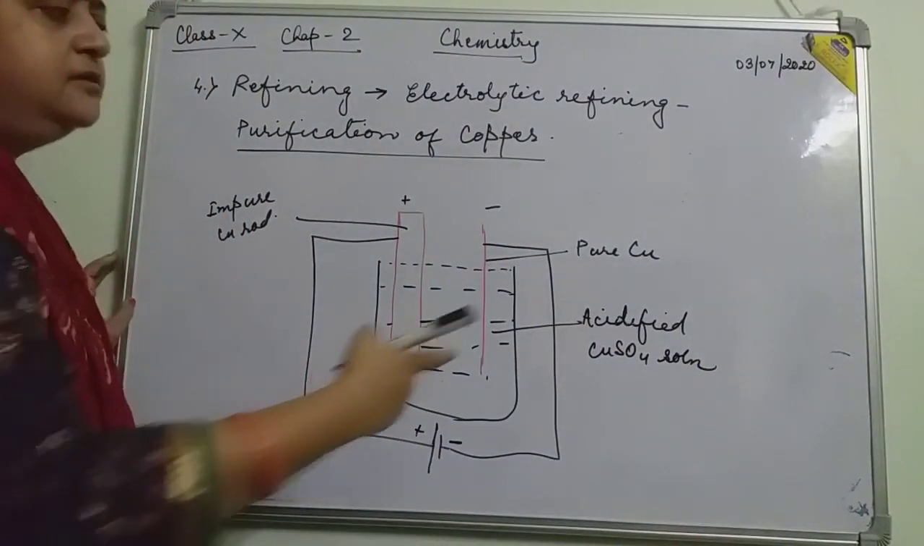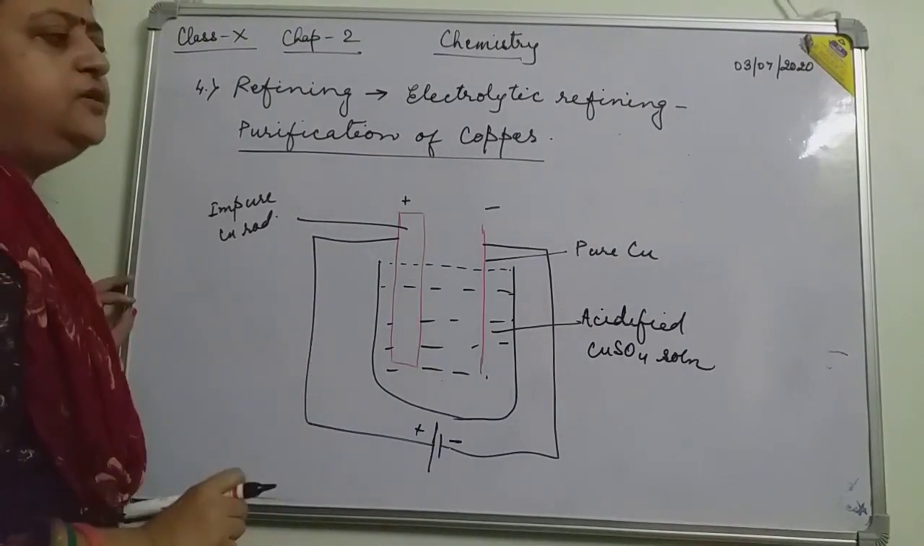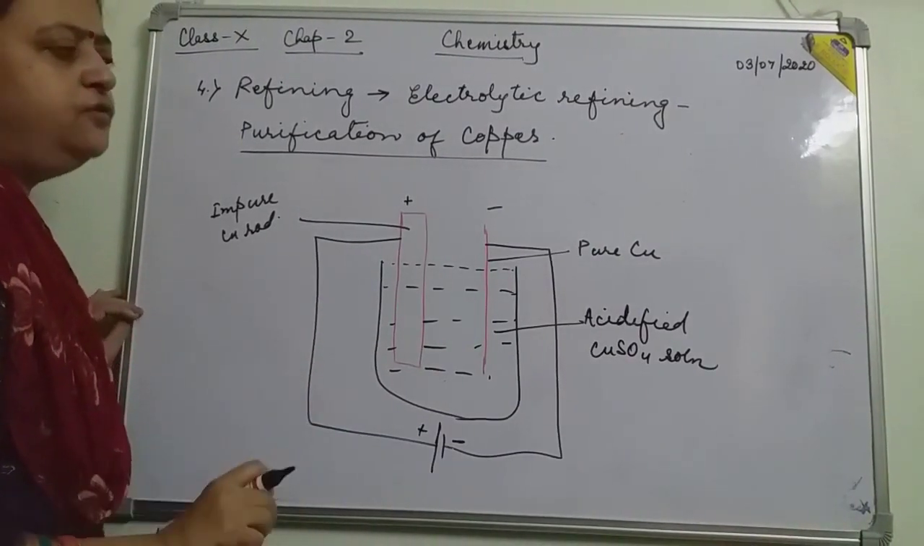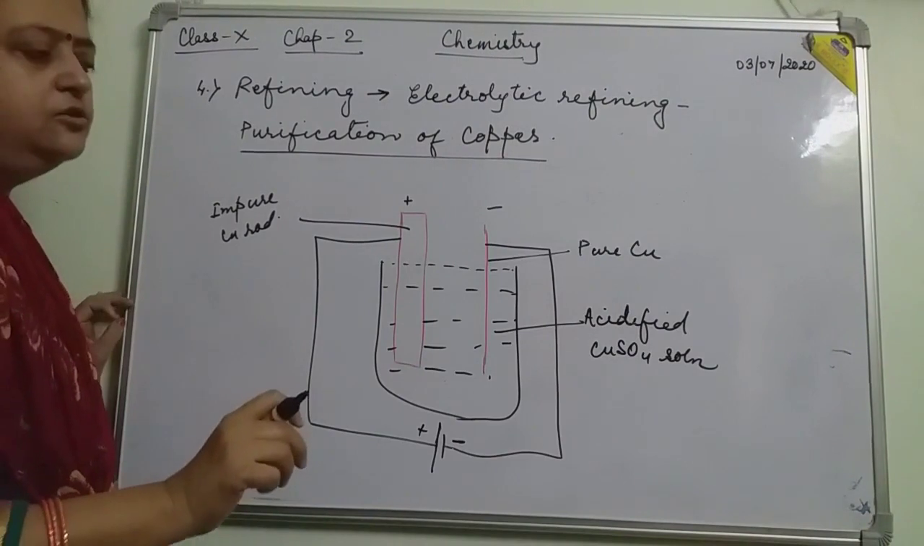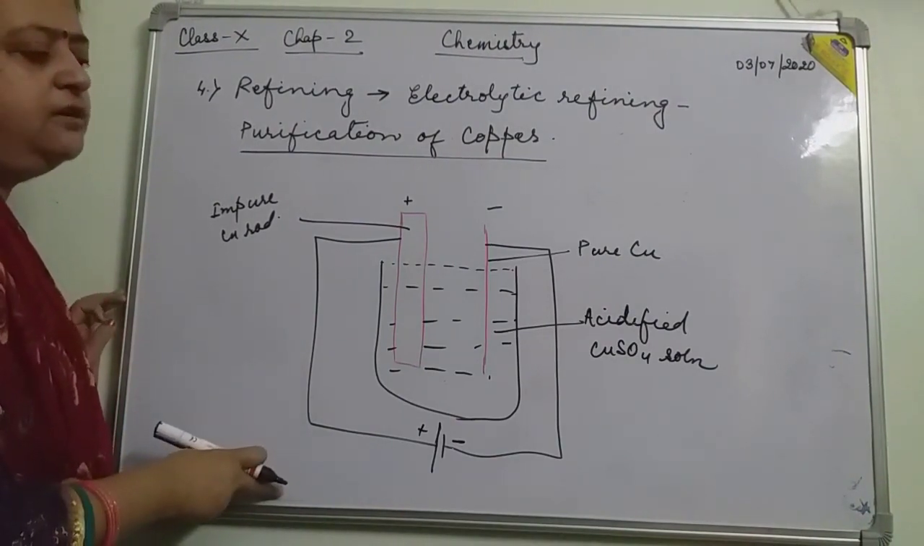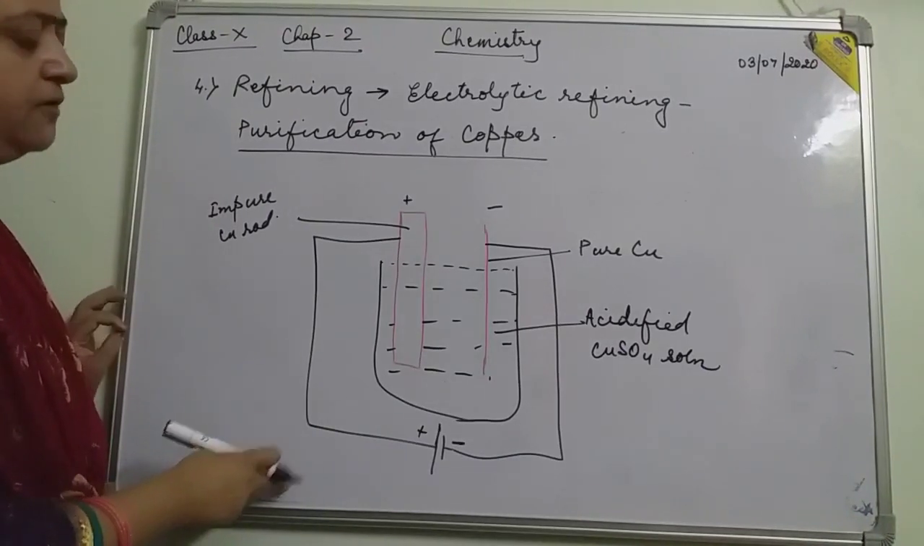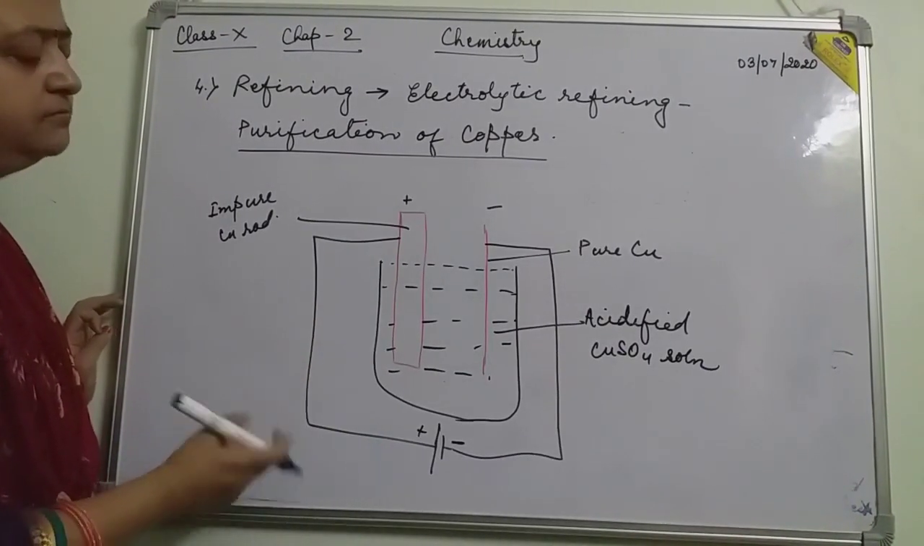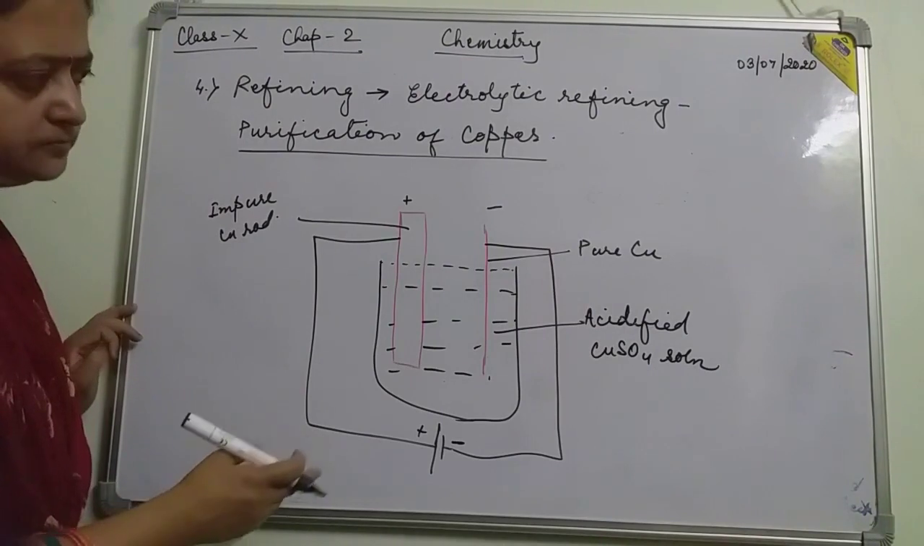Acidified means add sulfuric acid. Only sulfuric acid is added to it, because sulfuric acid is the only acid here which is non-volatile. HCl and HNO3 are highly volatile, so after passing the electric current, they evaporate.